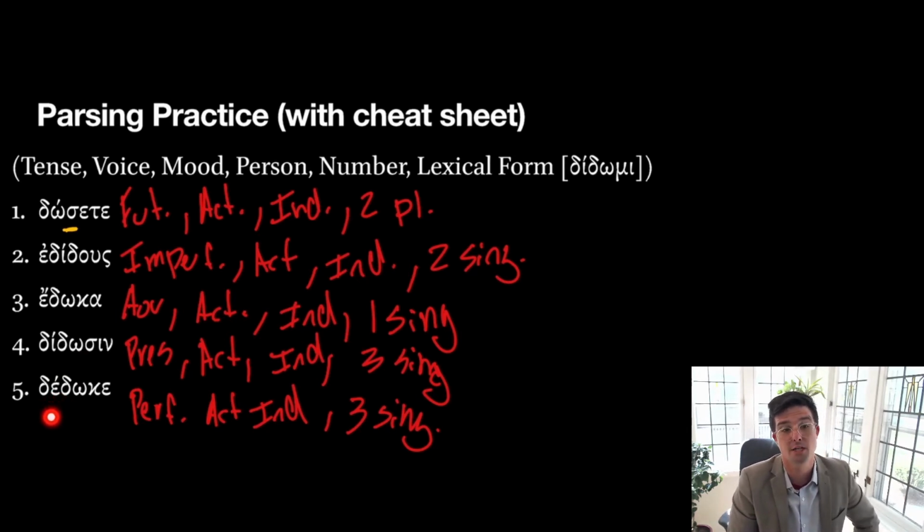And then number 5 here, our last one, we have a different kind of reduplication, a reduplication with epsilon. And our reduplication with epsilon is going to be our sign of the perfect rather than the present. And notice we still have the kappa here of the perfect. So the kappa is going to be used both for the perfect and for the present. And we know that this one is perfect rather than present because of the way that it reduplicates. So we have a perfect active indicative, and then the kappa epsilon here without the movable nu is our clue to the third person singular.